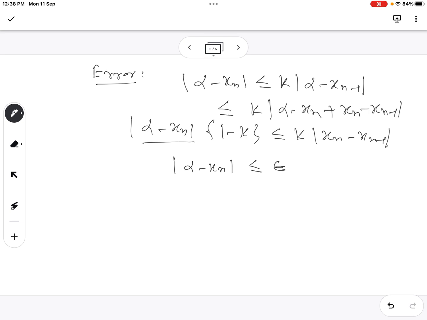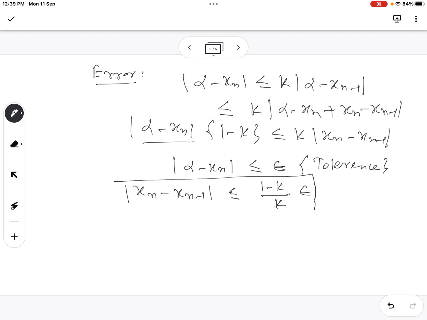Or if I consider that alpha minus xn is less than or equal to some error, and this error is our tolerance, in other words, this much error we can accept, so the difference between xn and xn minus 1 will be less than or equal to 1 minus k by k into this error.